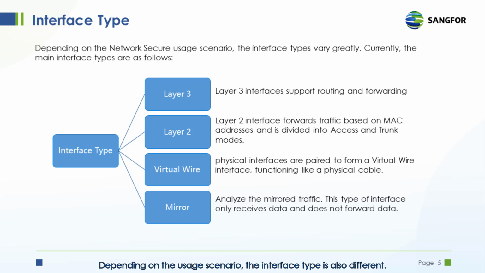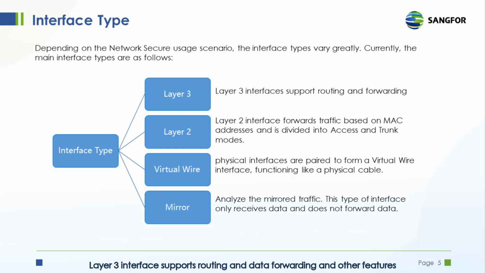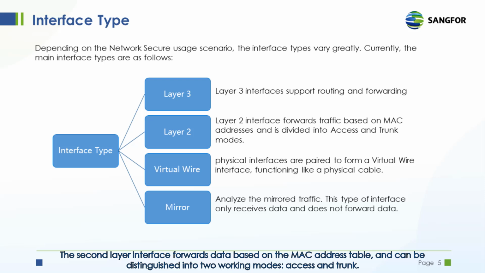Depending on the usage scenario, the interface type is also different. The firewall supports the following four interface types: Layer 3 interface, Layer 2 interface, virtual wire, and mirror interface. The Layer 3 interface supports routing, data forwarding, and other features. The Layer 2 interface forwards data based on the MAC address table and can be distinguished into two working modes: access and trunk.